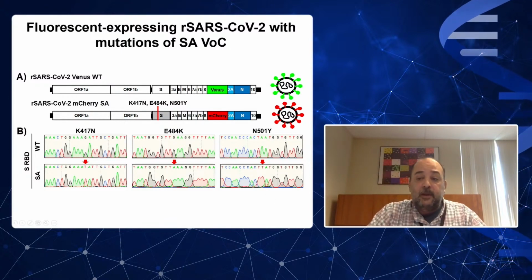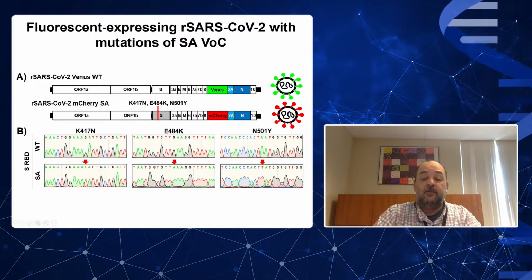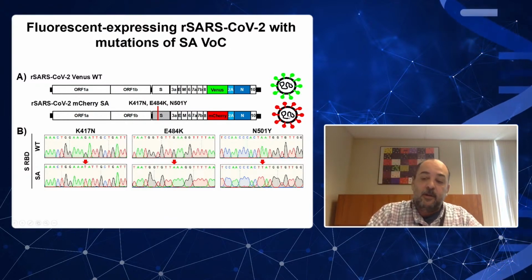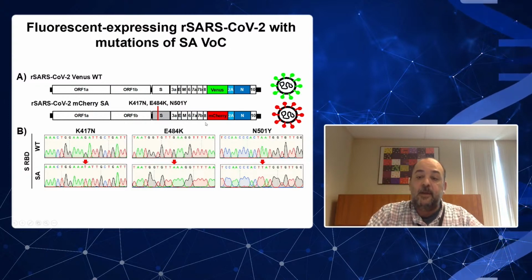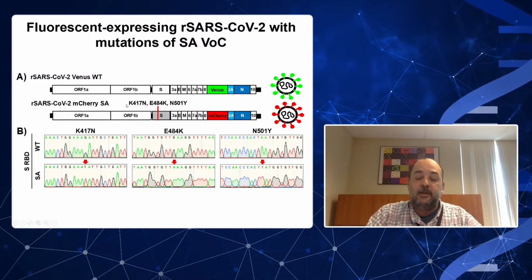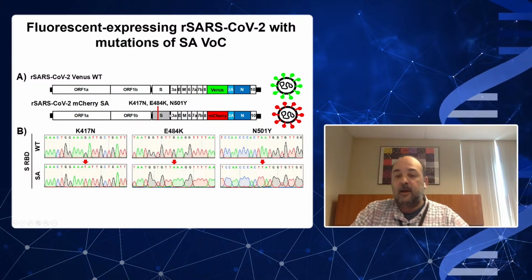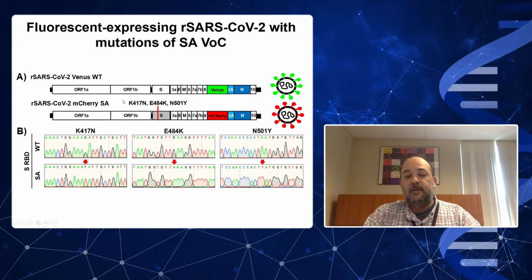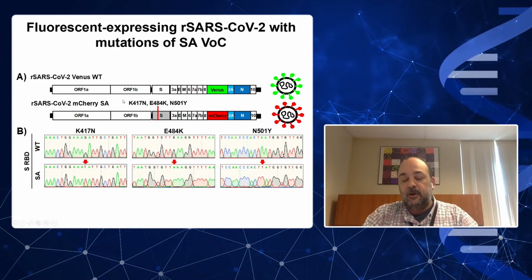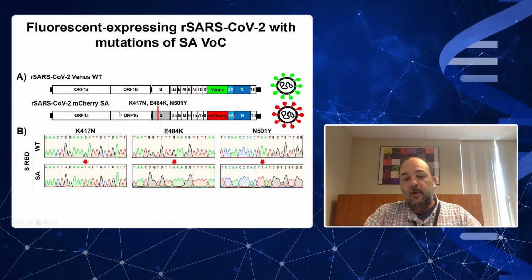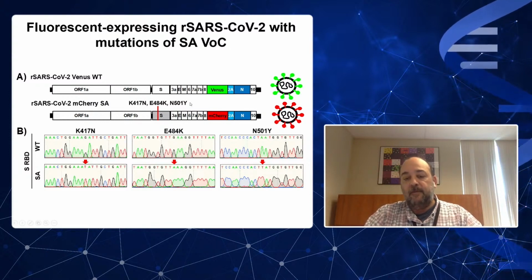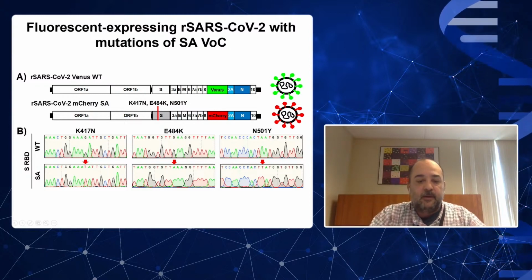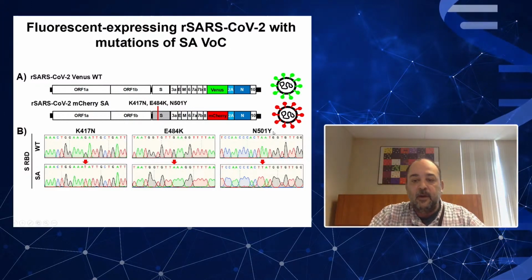So what we did now, and this is the work from a graduate student, and I think it's very interesting, is to generate a recombinant virus that now expresses, instead of Venus, cherry, and contains the 3 mutations in the spike receptor binding domain, or RBD, that were identified in this South African variant of concern, that are mutations at position 417, 484, and 501. And here in panel B, I just show you the Sanger sequencing showing the mutations at these different positions.